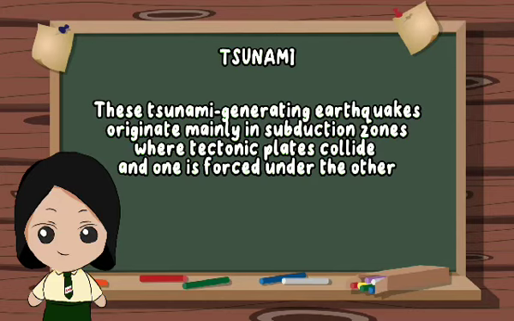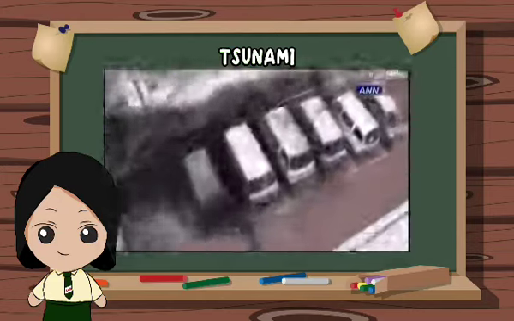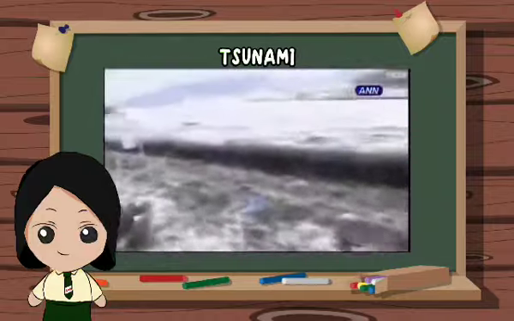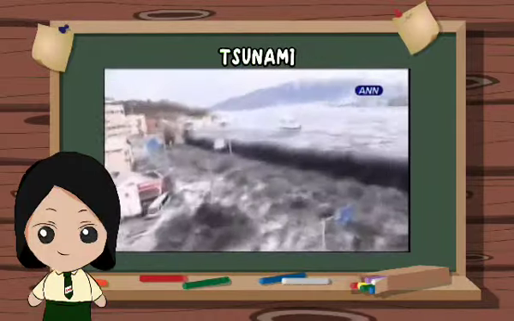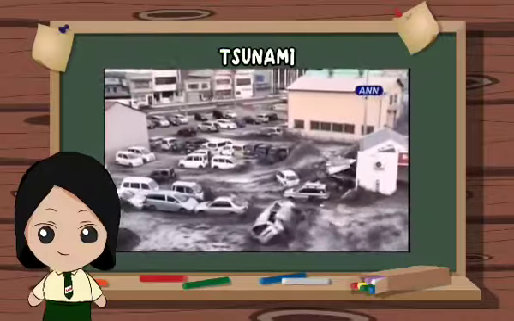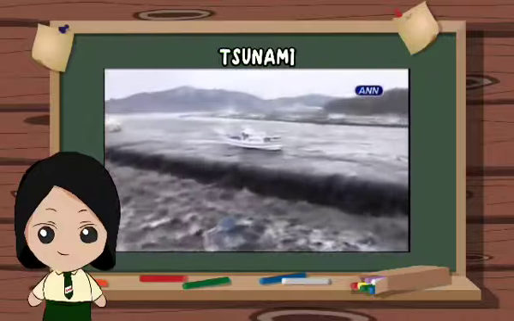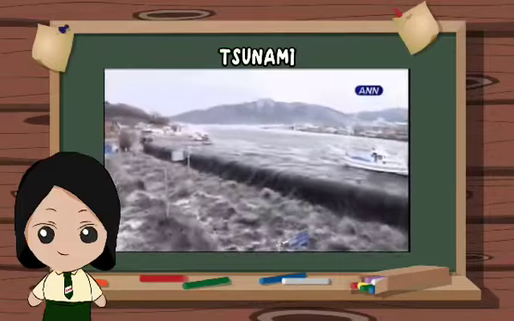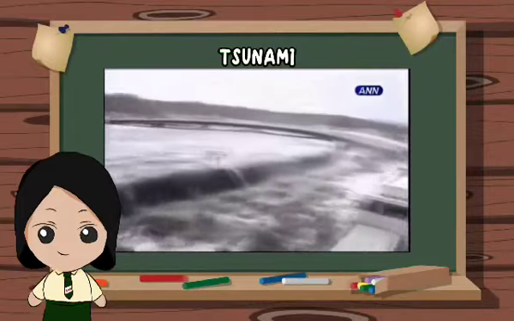If big enough and close enough to the ocean floor, the energy from such an earthquake can cause the ocean floor to suddenly rise. This sudden vertical displacement of the ocean floor is what typically sets a tsunami in motion.